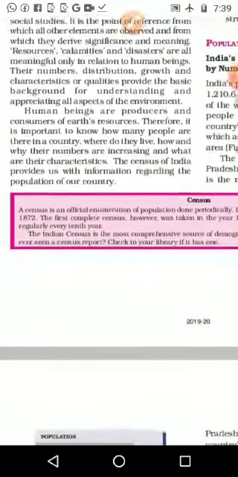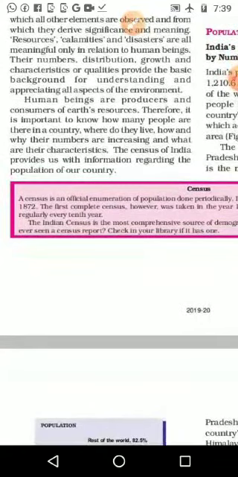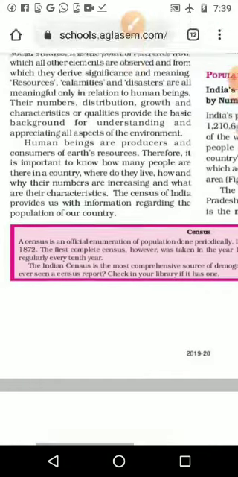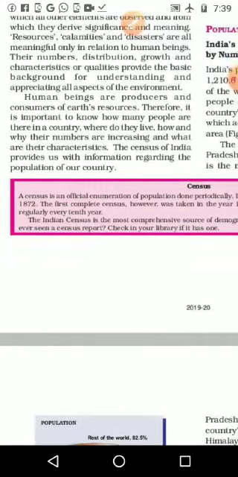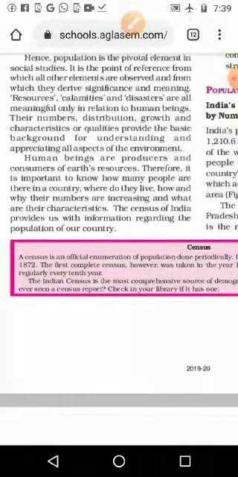So human beings are producers and consumers of the earth's resources. Please underline that. What we are doing is producing. What are we producing? Resources. And who is consuming them? We ourselves. For example, we keep a cow or a goat at home, and we ourselves milk it, take the milk and consume it. So we are producing milk and consuming milk, and that is a resource. Like that, all resources are in the same condition.